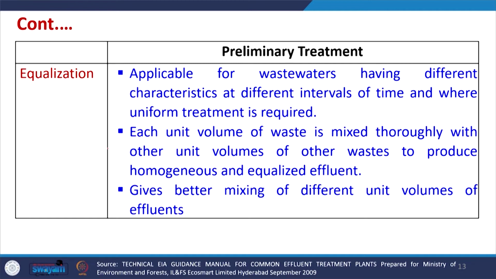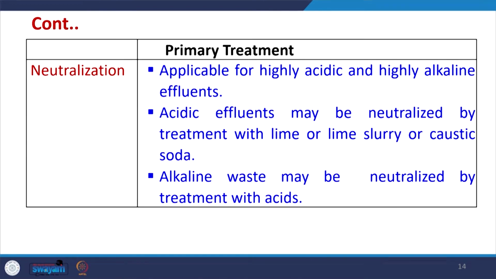So, this is used for wastewater which has different characteristics at different intervals of time, whereas we require a uniform treatment, because uniform treatment will give higher treatment efficiency. Through an equalization basin, these fluctuations with respect to composition and flow can both be avoided. Each unit volume of waste is mixed thoroughly with the other unit volumes of other waste to produce a homogeneous and equalized effluent, and that is treated further. So, this is done in the equalization basin.